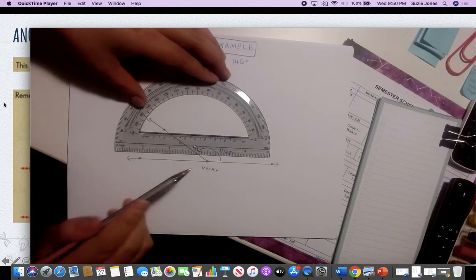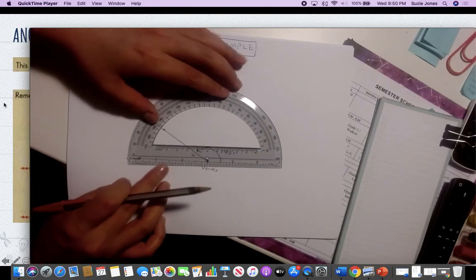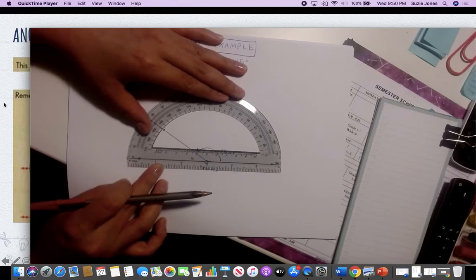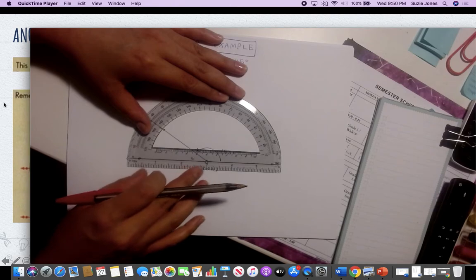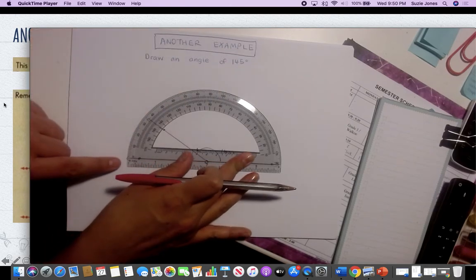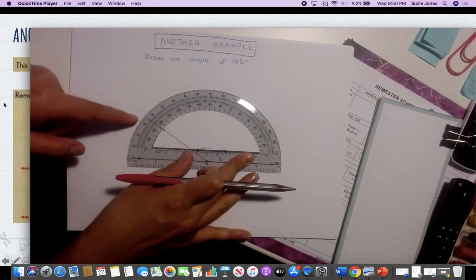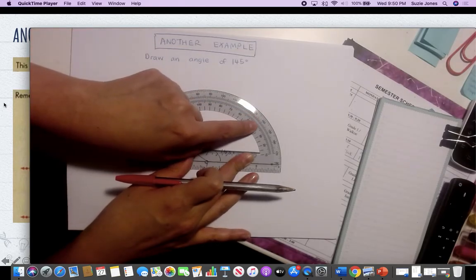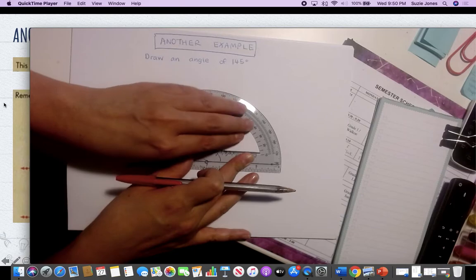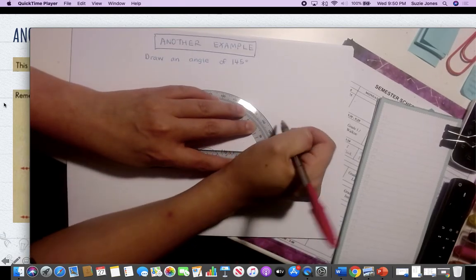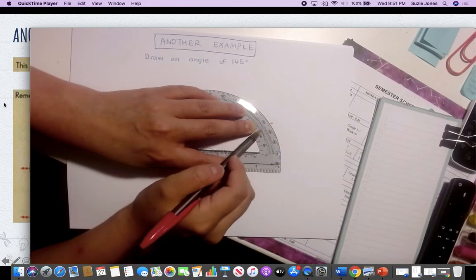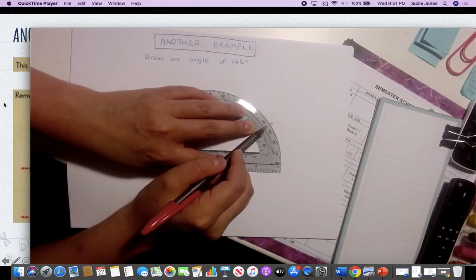So again, let's put the vertex inside the center of my protractor, and I'm going to line up my baseline on my protractor to the horizontal line I drew. Now my outer scale starts from here, right? 0, 10, 20, 30, 40, and it has to be 145, which is halfway between 140 and 150. So I'm going to draw my point right there, which is at 145, okay?